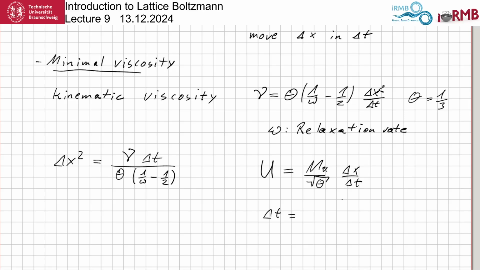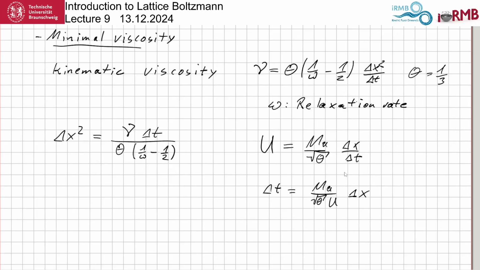If you solve this for delta t, you get Mach number divided by square root of theta, divided by your physical velocity, times delta x. So, given you have a velocity u, you choose a Mach number, and you already have a delta x, then this will be your delta t.